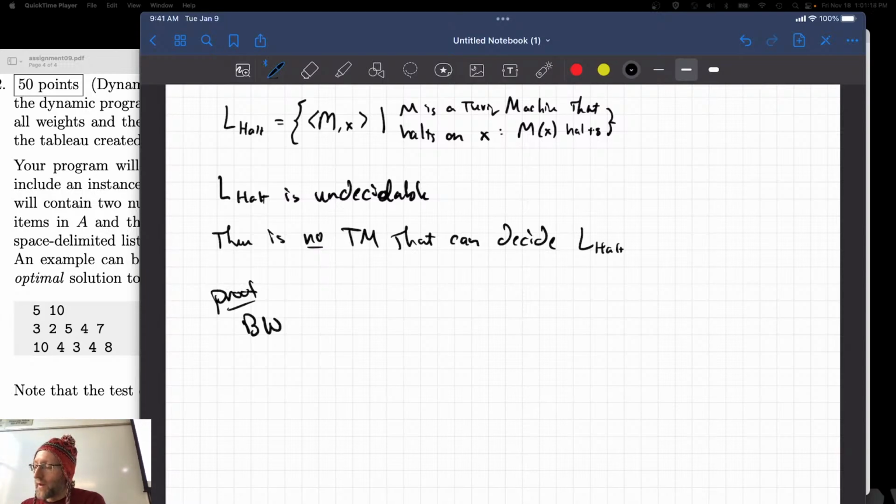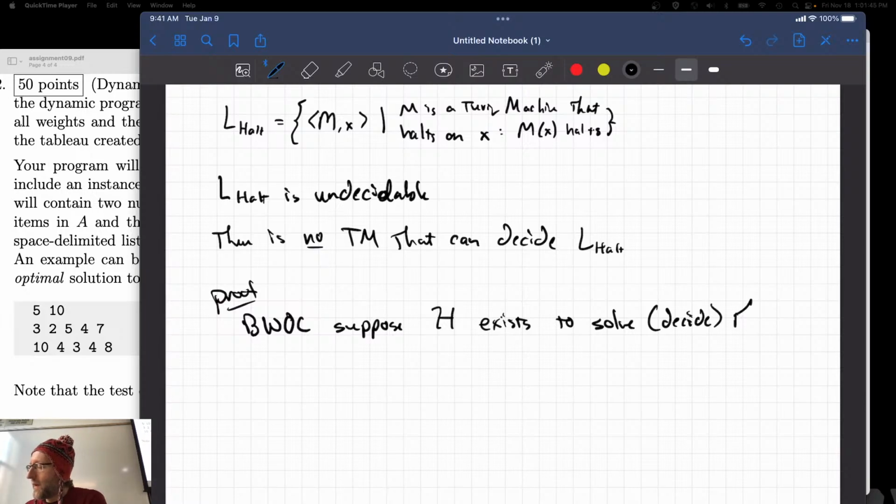By way of contradiction, again, this is still kind of non-constructive, but it's also a little bit trippy because it now gets into recursion, right? By way of contradiction, suppose that there is a Turing machine called H that exists to solve, that is, decide the halting problem. This language right here, L halt.